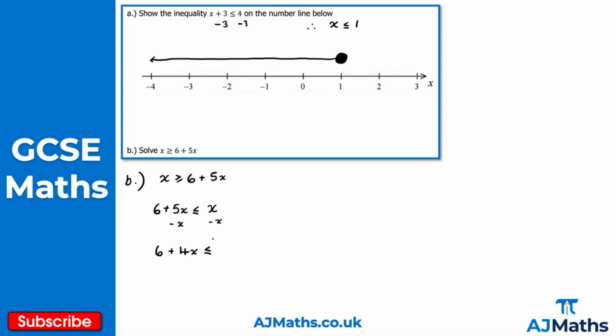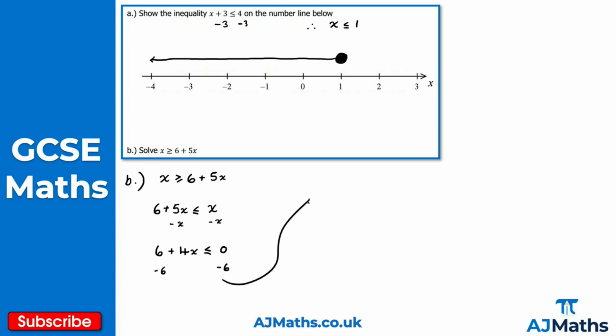And then on the right hand side here, we've got x minus x, and that would just give me 0. Okay. So now we're solving this inequality here. Remember, we're solving for x. So what I'm going to do then is get rid of this 6 here on the left hand side. We don't write it in front, but what we actually have here is plus 6. So what's the opposite of adding 6? That would be to subtract 6. So I'm going to minus 6 off both sides here.